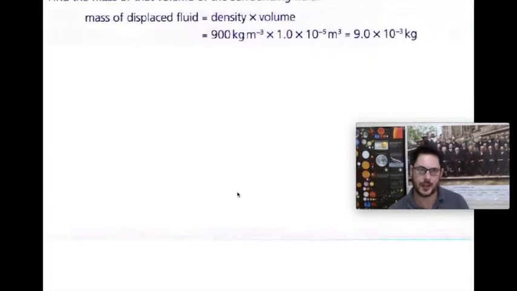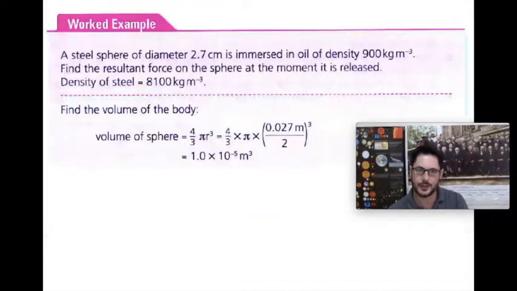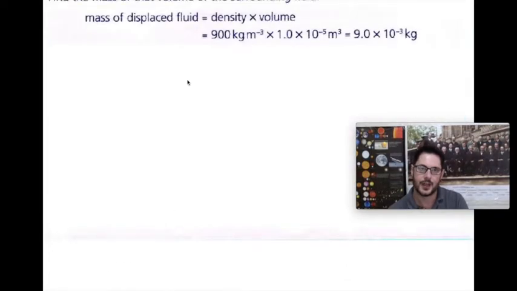Okay, great. Next thing we're going to want to do is calculate the mass, which we talked about just now is the density times the volume. The density of the fluid displaced is 900. Wait, what is it? Is that the density of the oil? Yeah, density of the oil, 900 kilograms per meter cubed, times the volume, which we just calculated. That gives us the mass of the fluid displaced.